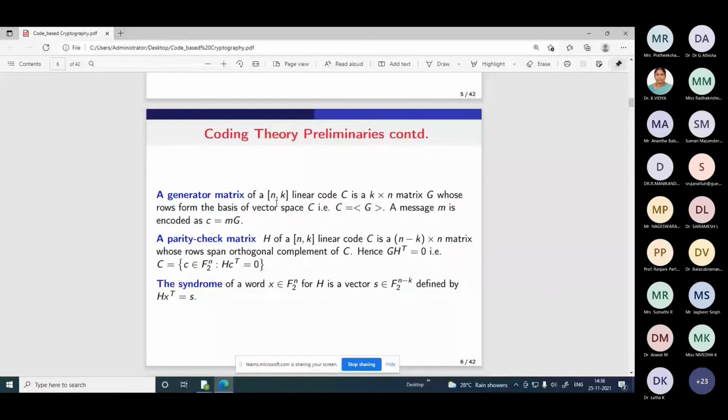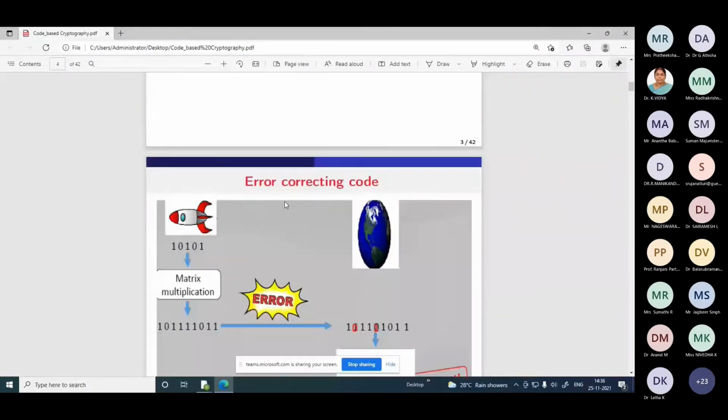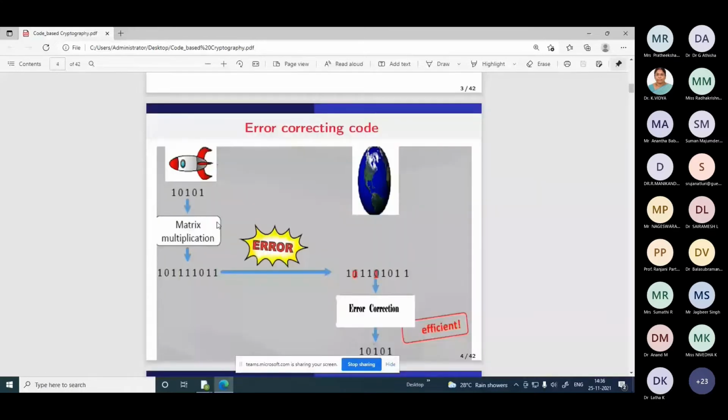The generator matrix G will consist of rows, and the rows are nothing but the basis elements of the code. Once you have a generator matrix of a code, then by multiplying the original message with the generator matrix, you get the code word. I have told you how to choose a proper matrix, right? You are choosing a generator matrix of a code, and when the original message is multiplied with the generator matrix, you get a code word.